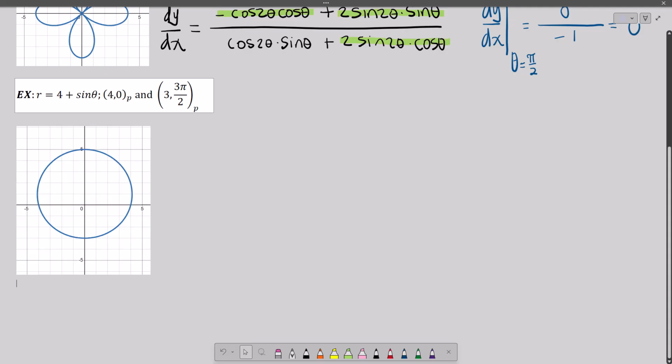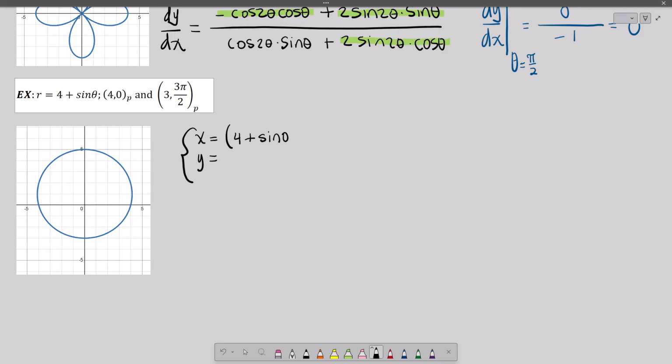All right, let's do the math though. So this polar curve first gets converted to parametric because it's easier to find a parametric derivative, y prime over x prime. So x is going to be r times cosine theta, where r is 4 plus sine of theta, and y is r times sine of theta. So those are the parametric equations for this polar curve, or that circle thing. Looks like a circle. Probably is.